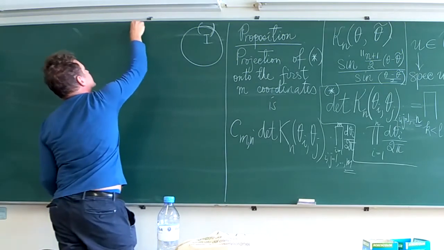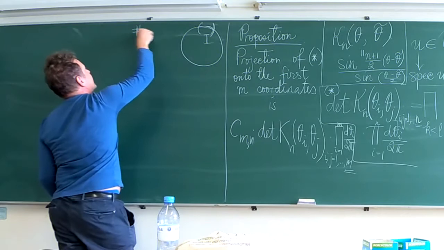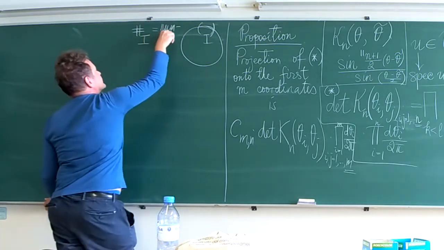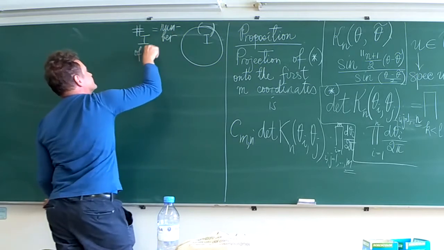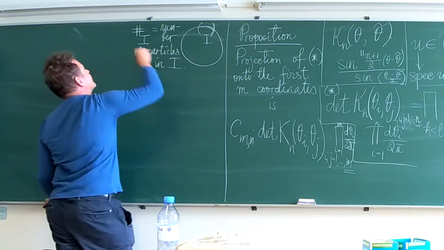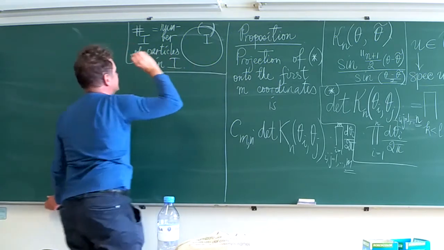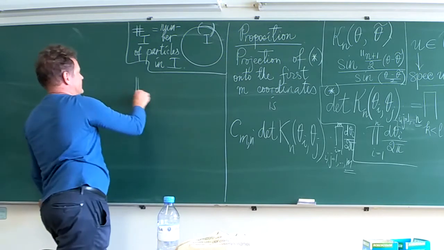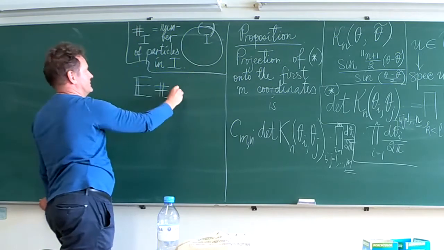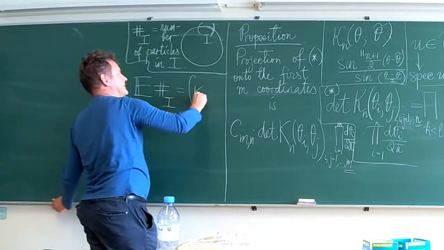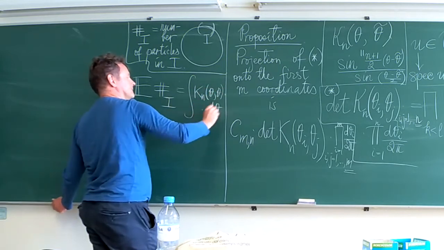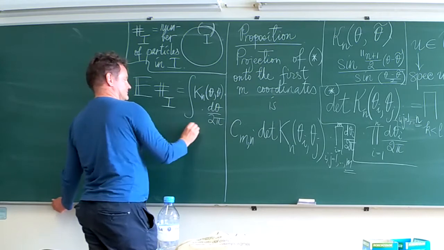I will use the notation hash I for the number of particles in I. So, what is this expectation? Well, in fact, you can see that this is just the integral of K_n, from what we proved.